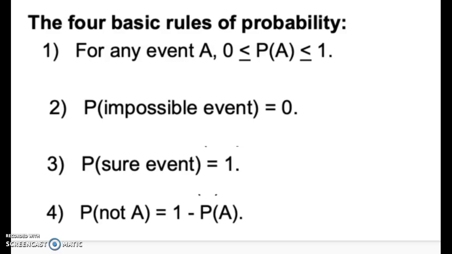Number 4, the probability of an event not happening. So that's written as the probability of not A is equal to 1 minus the probability of A. We're going to talk more about that in a little while.